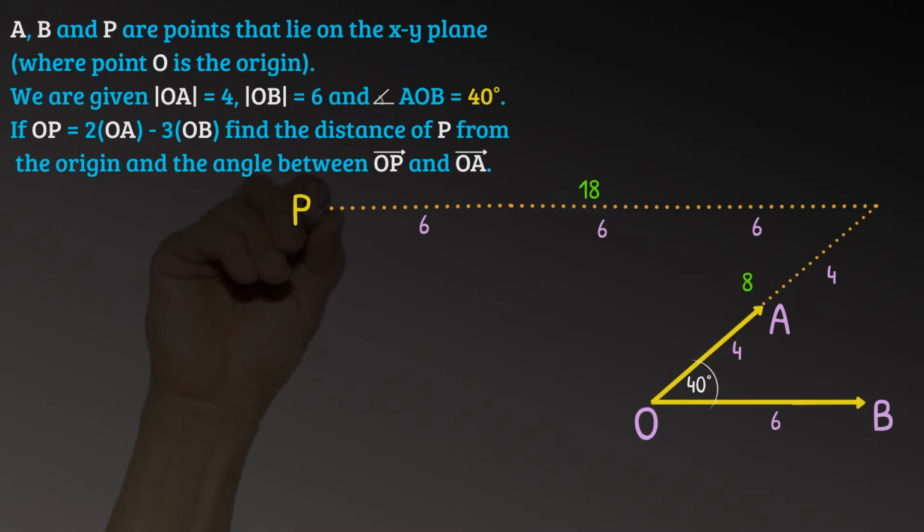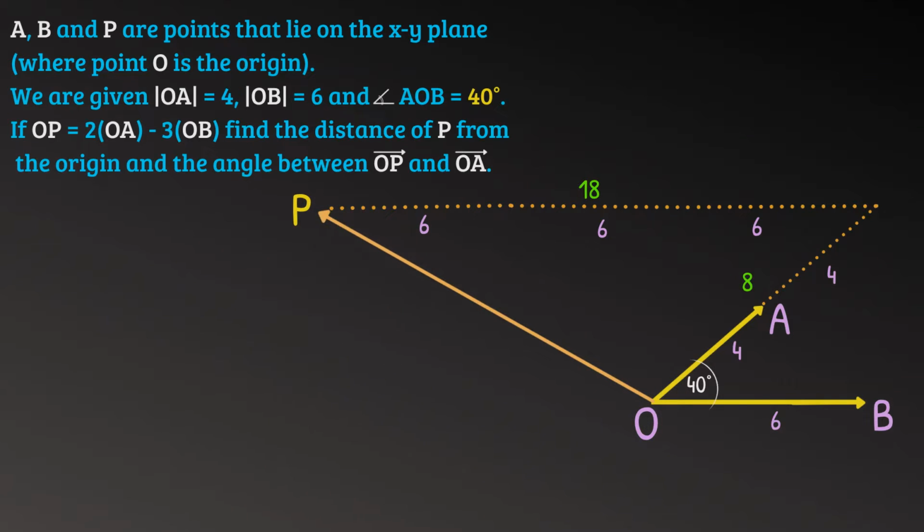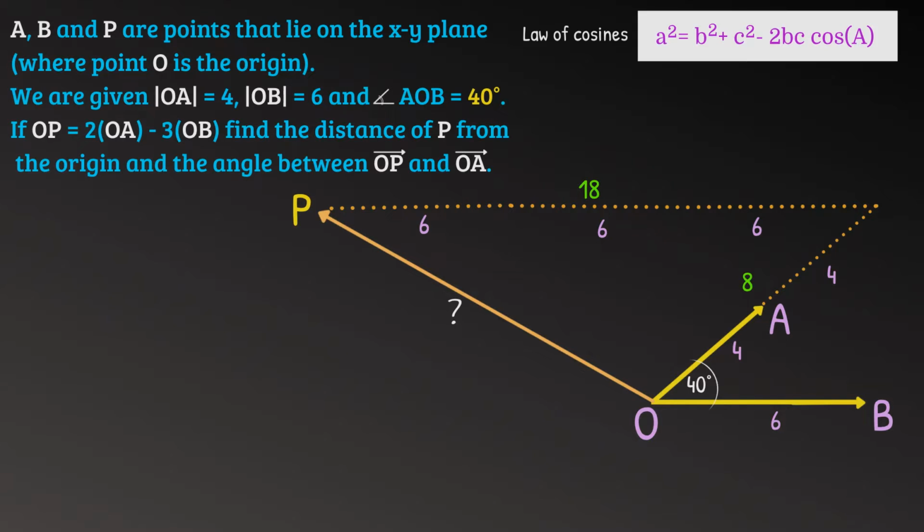Now we can draw in the vector OP, and for the first part of the question we want to find the length of this line, because the distance of P from the origin is the same as the magnitude of the vector OP. Now we can use the law of cosines to work out this length, but first we need an angle inside the triangle.